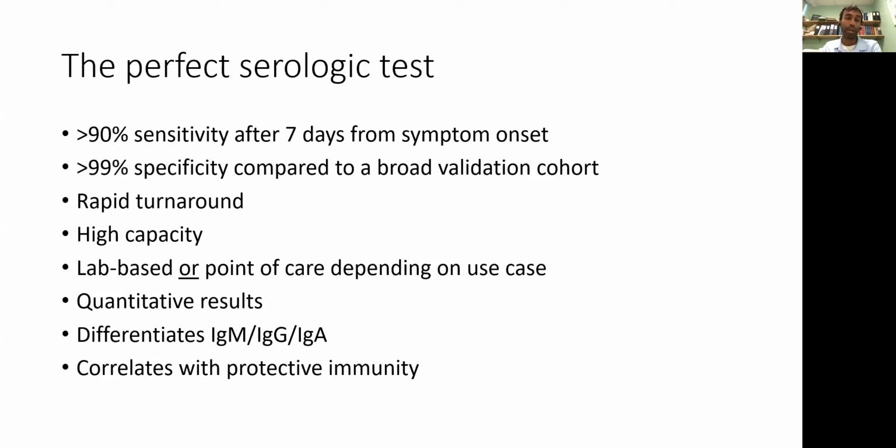And so while at the current moment, we can probably check off the first 4 or 5 of these different boxes with a single assay, none of the assays that are currently in use right now are known to correlate with protective immunity, or at least been shown definitively to do that. So therefore, we are still waiting on the perfect serologic test, and that will take at least several more months of work to determine what those correlates are.